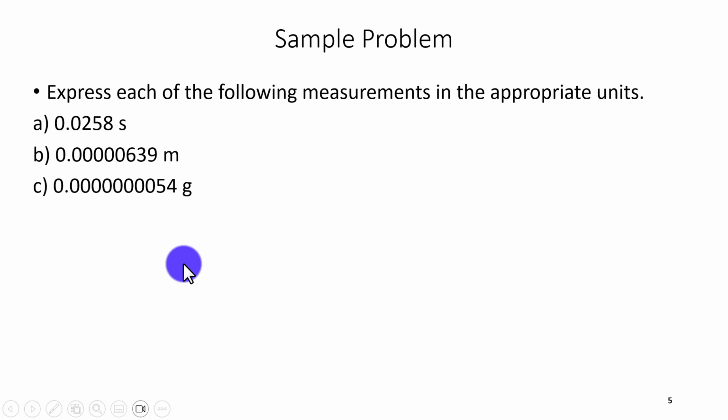Okay, now why don't you give these 3 a try? So we have for A, 0.0258 seconds, B, 0.0000639 meters, and C, 0.00000000054 grams. I will give you some time for you to work on these.